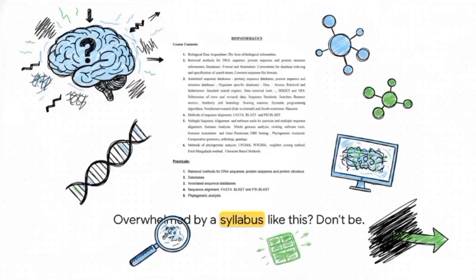So, if you've ever glanced at a course outline for bioinformatics, you know it can look, well, a little terrifying. All that jargon, the complex terms, it's enough to make your head spin. But trust me, stick with me for just a few minutes, and I promise we're going to slice right through that noise and make total sense of the big ideas.